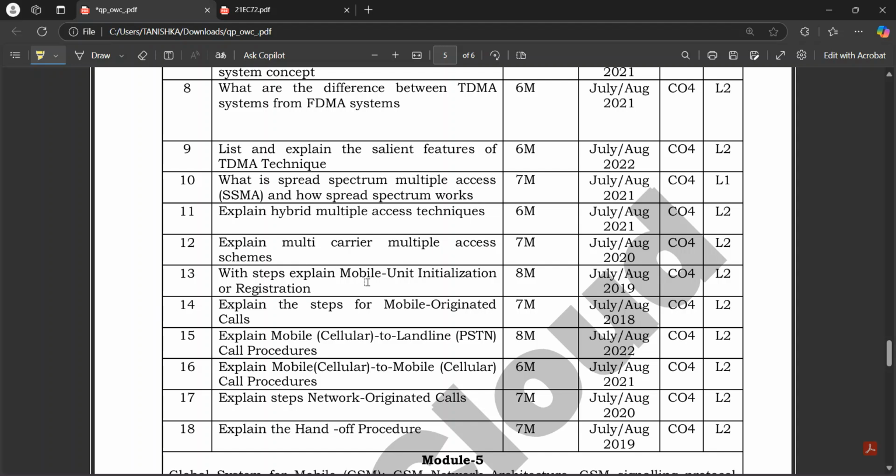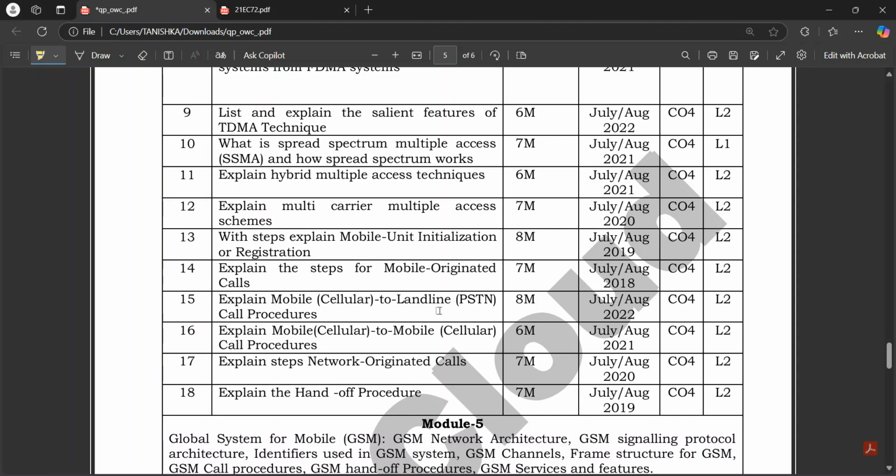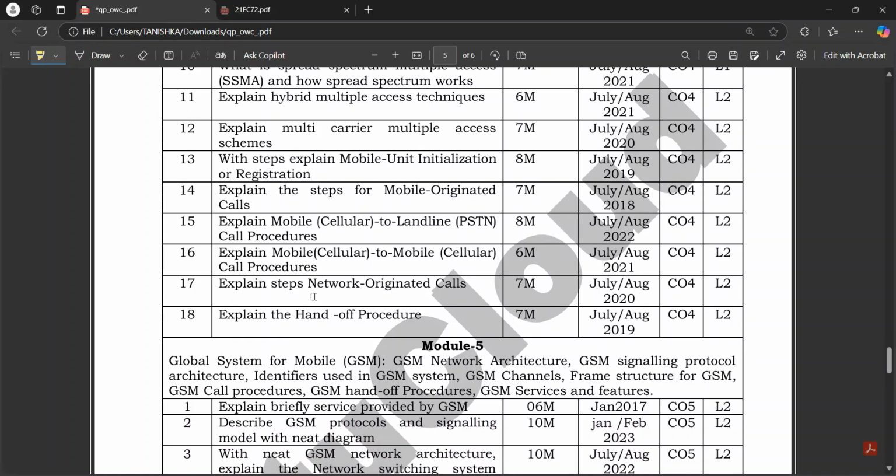Explain the steps of mobile unit initialization or registration. Explain the steps for mobile originated calls. Then explain mobile or cellular to landline call procedures. Then mobile to mobile call procedures. Then explain steps of network originated calls, and explain handoff procedure.